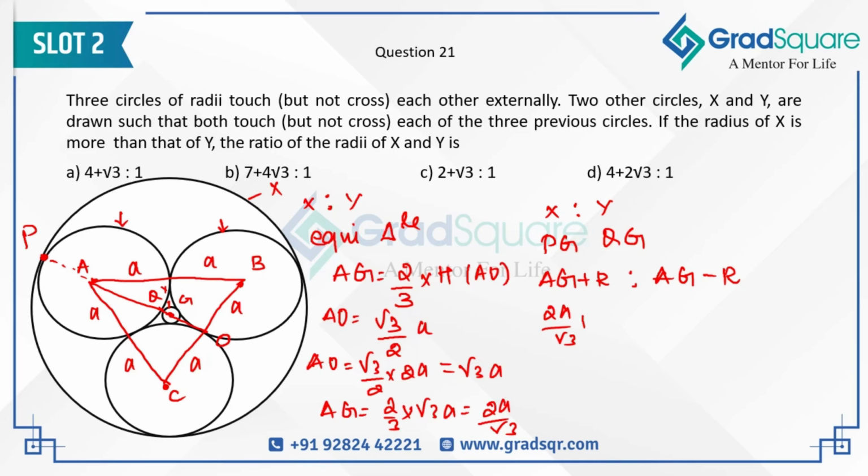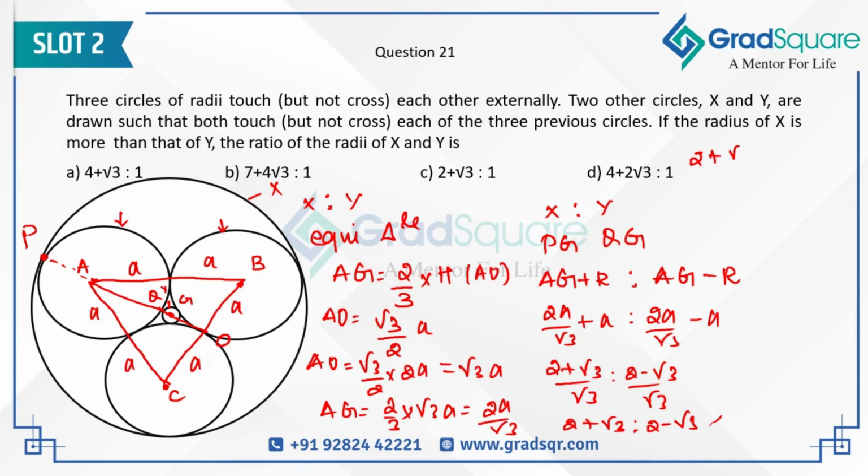2a/√3 plus radius is a. This is going to be 2a/√3 minus a, which is going to give me a(2 plus √3)/√3 is to a(2 minus √3)/√3. So the answer is 2 plus √3 is to 2 minus √3, but none of the options says this, so I am going to rationalize this.